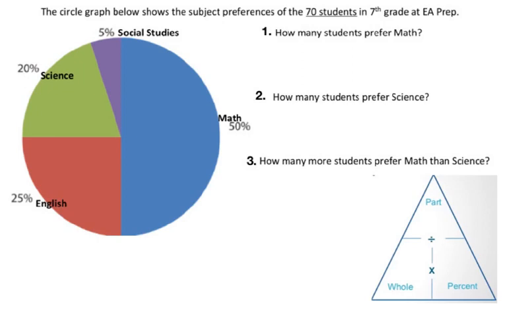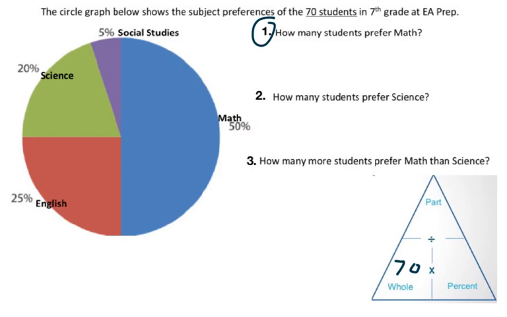So, what information do we have? We know the whole is 70. We know there are 70 students in this survey at EA Prep, right? Okay, cool. What preferences? The question says on question 1, how many students prefer math? Well, let's go to math. Math is right here, and actually this isn't going to be too bad. Math is 50%, okay? So math is half of these students.